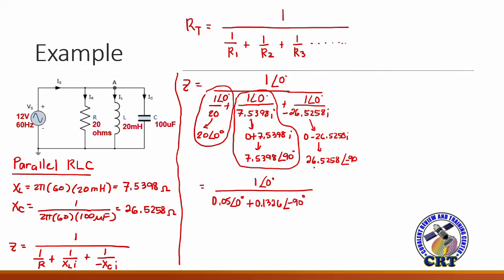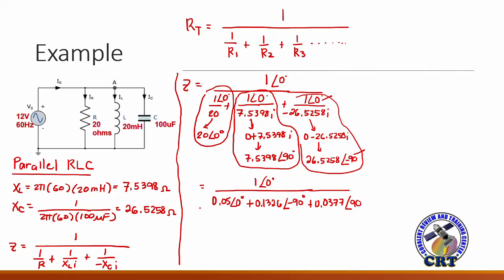Next, for the last part, that is 1 angle of 0 divided by 26.5258 angle of negative 90. So we will divide 1 by 26.5258, and that is equivalent to, using 4 decimal places, 0.0377. For the angle, that is 0 minus negative 90, we have positive 90.